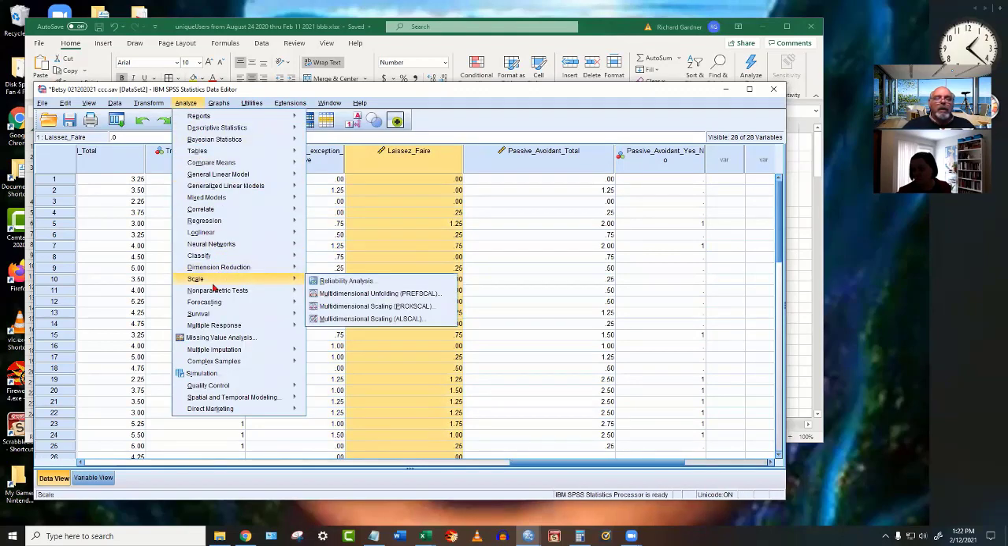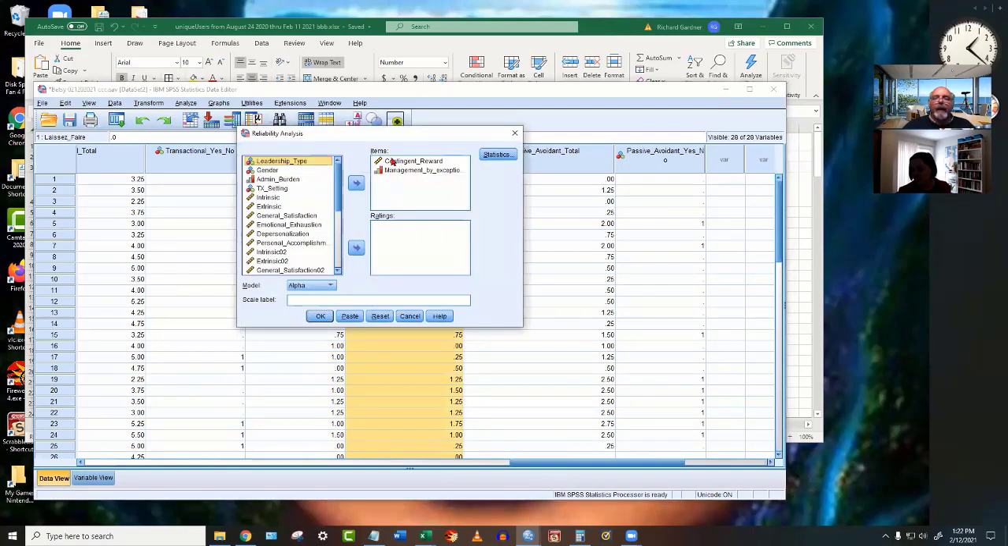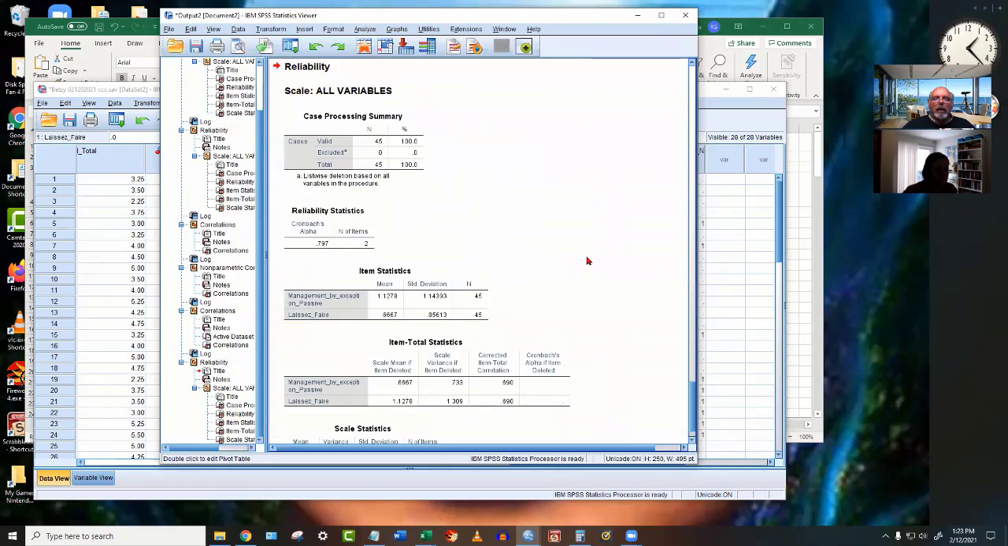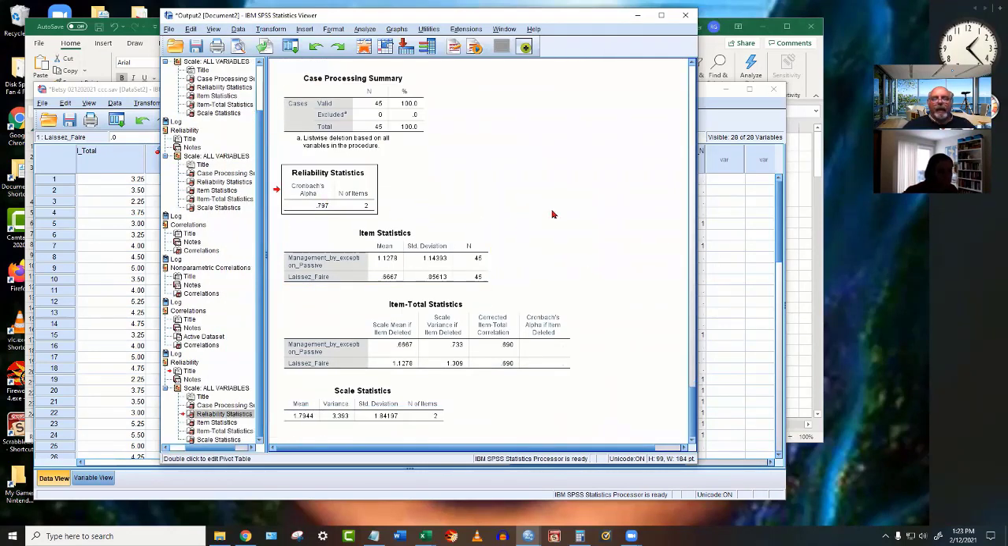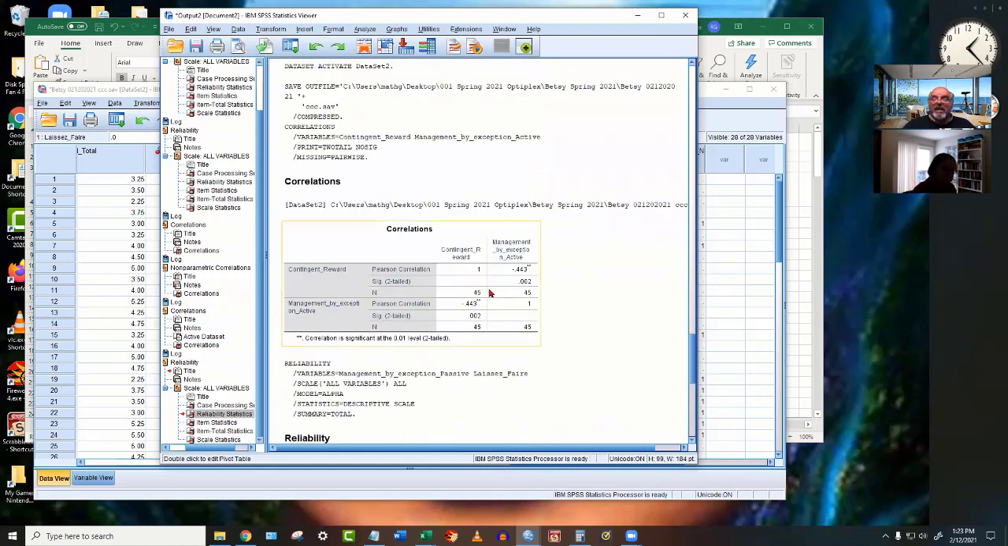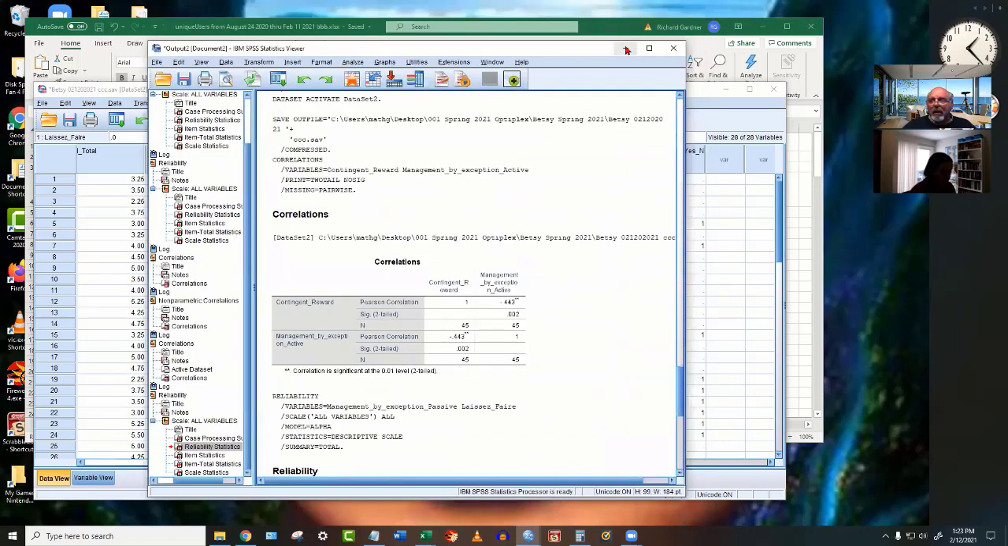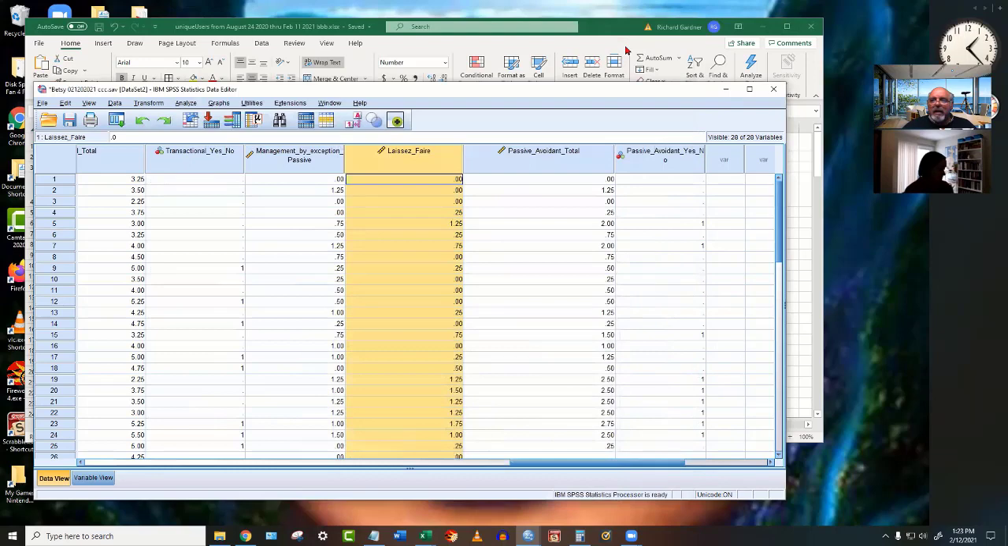Hold on. Scale, reliability. Manage by exception, laissez-faire. Oh, excuse me. 1, 2, 3 is good to go. Those two are good. Okay, good. So it's just that one that's weird. It's just that one that's weird, and it's really weird. I mean, it's significantly weird. I mean, they're opposites of each other, which I'm thinking is probably something somewhere. It's got a sentence somewhere. So yeah, I'll look for it.